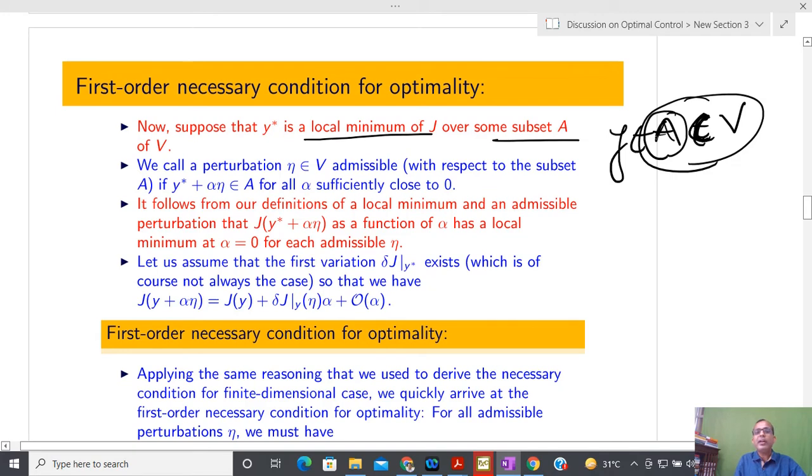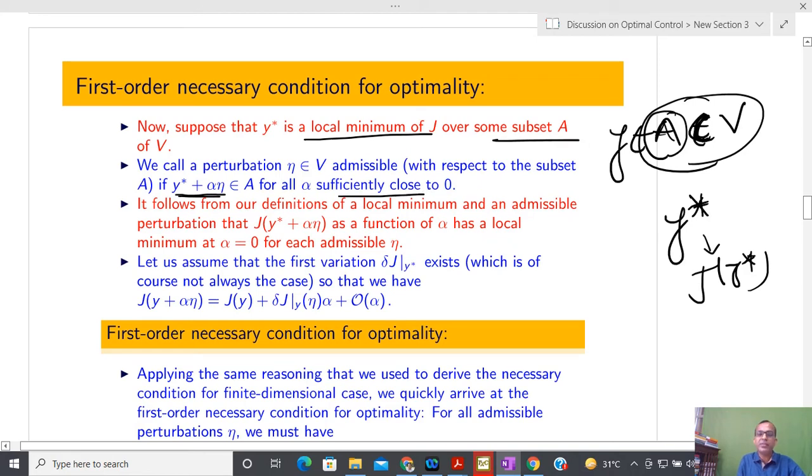Now I have to assume that this particular function y star is going to minimize this functional. So I have to check the neighborhood of y star, and for that reason I have to define the neighborhood. Whenever I define the neighborhood, it should belong to A, because I have to just check inside A. So I am going to parameterize with some scalar alpha and eta that belongs to V, and alpha is very close to 0.